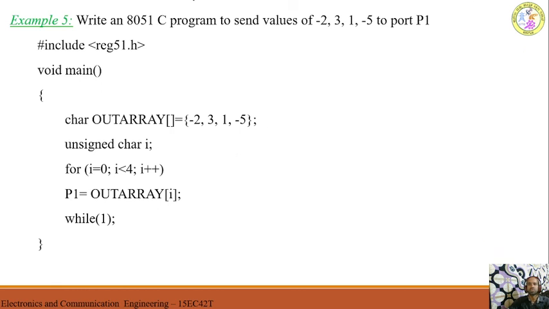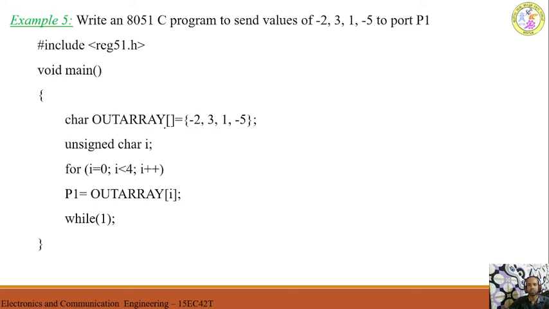So one more program we shall see. Write an 8051 C program to send the values -2, 3, 1, -5 to port 1. For this, what is required now? An array is required. So a one-dimensional array we are going to use. An array is nothing but a group of characters. Here in this group we are having some negative and positive characters.